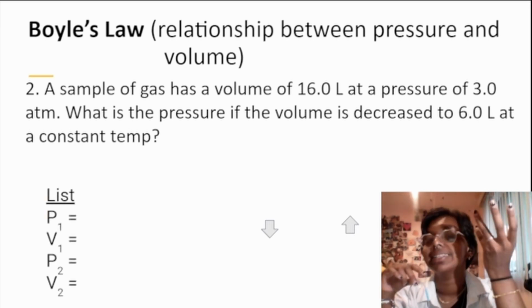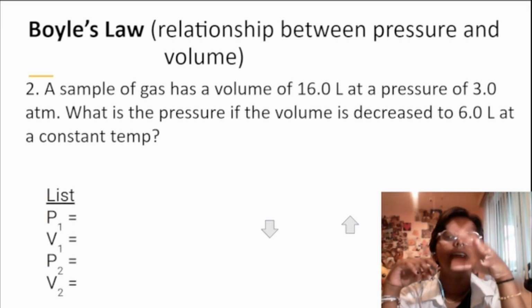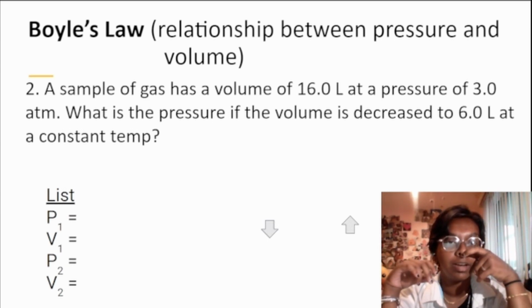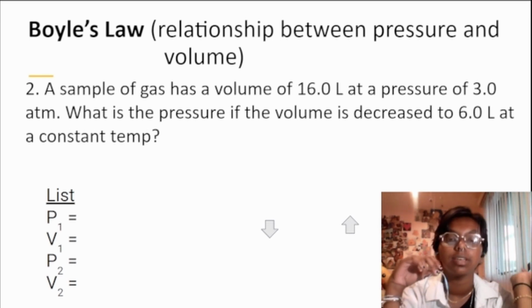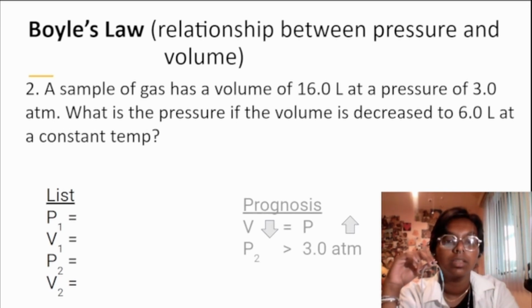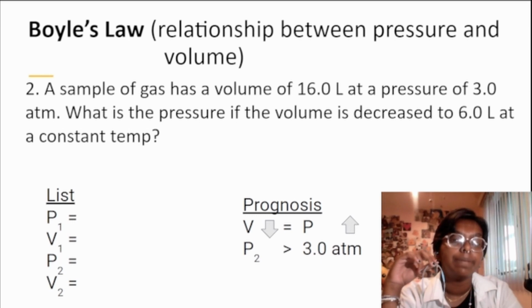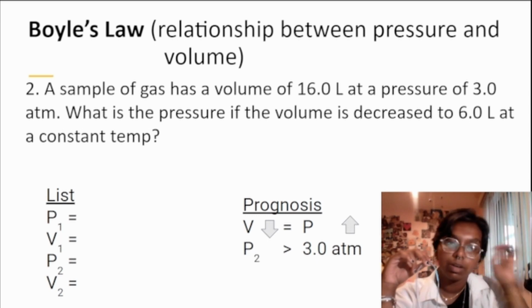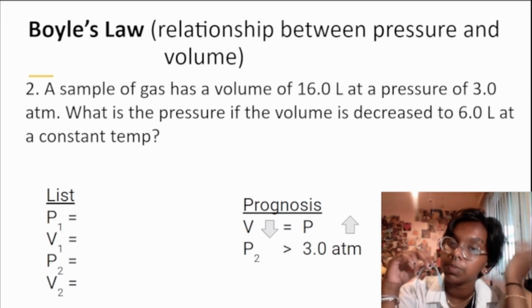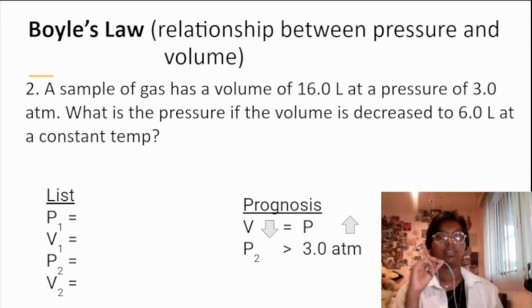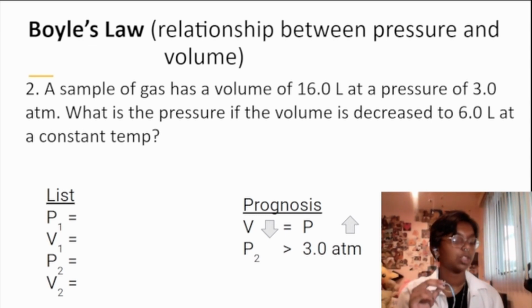Okay, so you make the list again. What's the initial pressure? 3 atmospheres. The initial volume is 16. And then we are figuring the new pressure out, which would be X. And then the new volume is 6. So the equation will be 16 multiplied by 3 is equal to 6x. That means the new pressure will be 8 atmospheres.